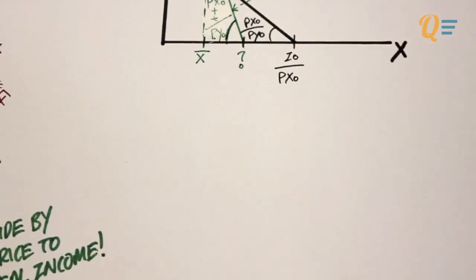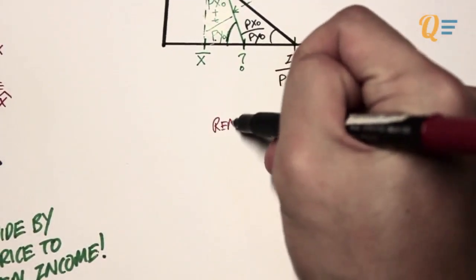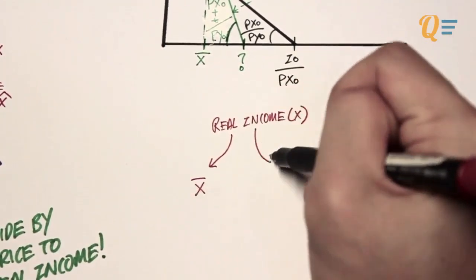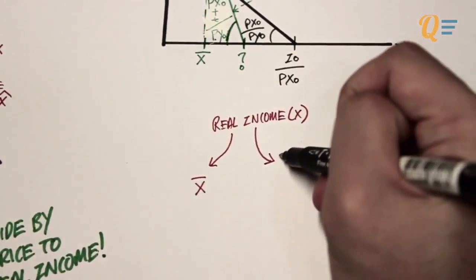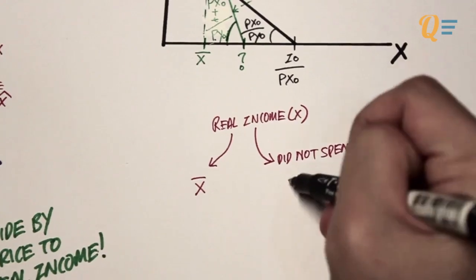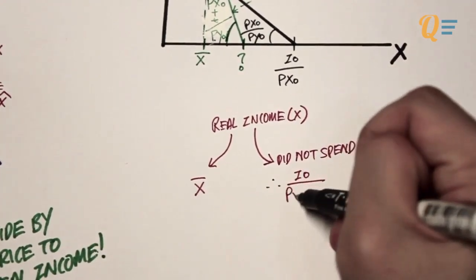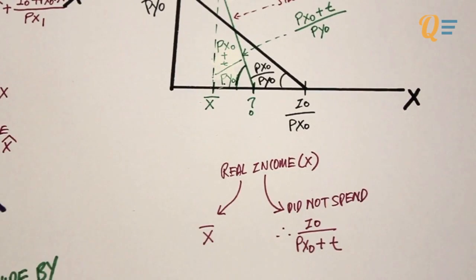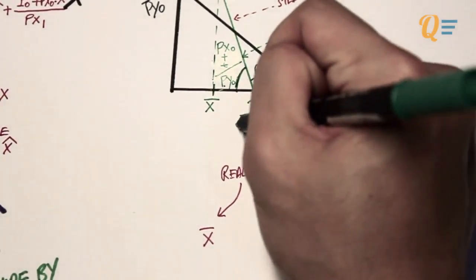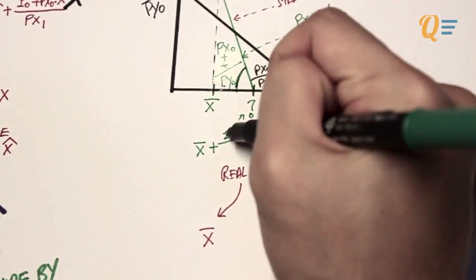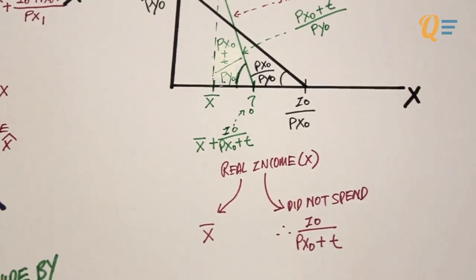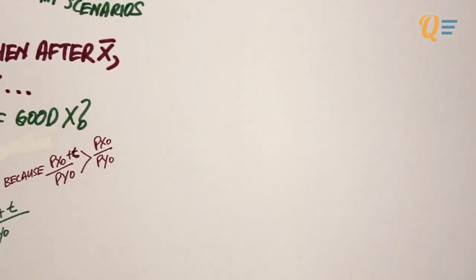The challenge now is to identify what is the real income in terms of X. So if we're going to apply the lesson that we learned from the previous scenario, we know that we have to break down real income in two. The first part will definitely be X bar, and if you look at the second part, you realize that you didn't spend any amount of your nominal income. So therefore, the second part of real income is simply I0 over Px0 plus t, as you can see in the diagram over here. So that's how you identify the real income for this particular scenario.